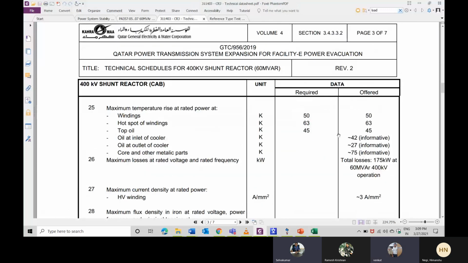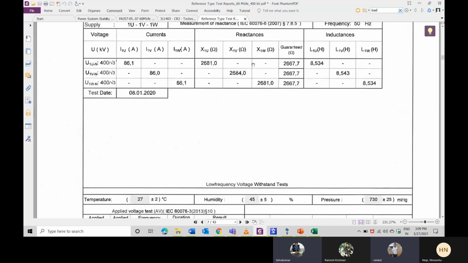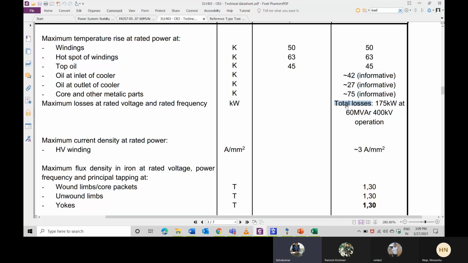Here they have not provided the resistance, but they have provided losses: 175 kilowatt as losses. This is the total losses, sir. Does it take into account both losses, the core and reactor losses? This is the reactor, from 175 kilowatt. Is it the same reactor for the FAT report as well as this data sheet, or two different? This is the same report. Probably from this 175 kilowatt, you will be able to find out that resistance.